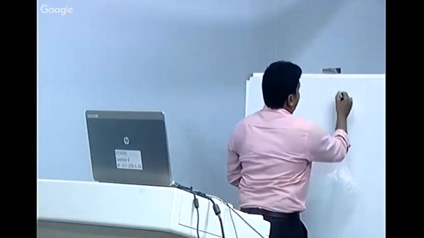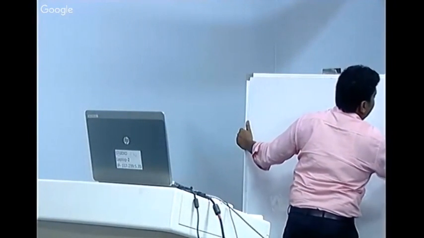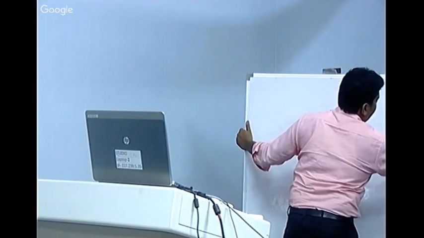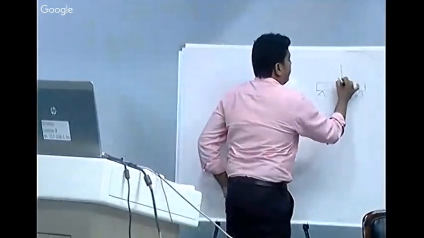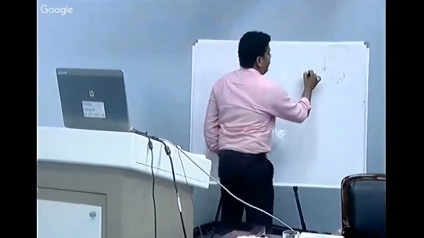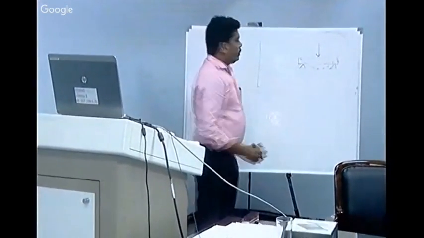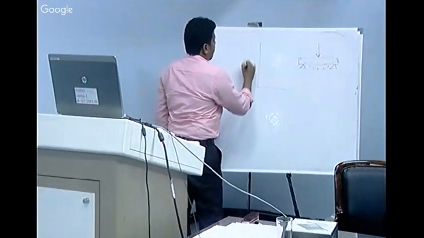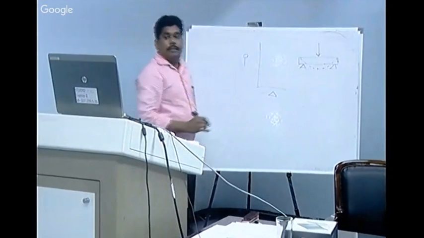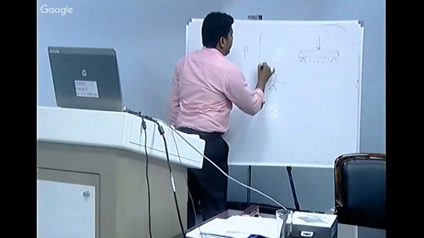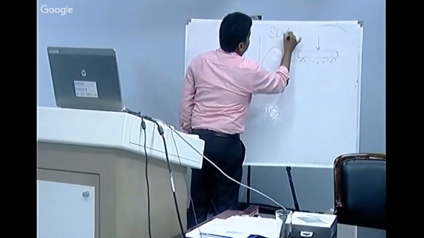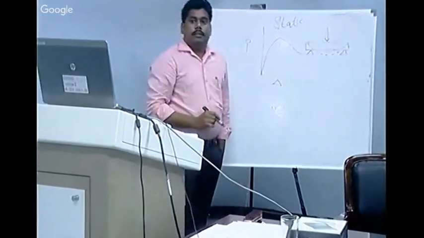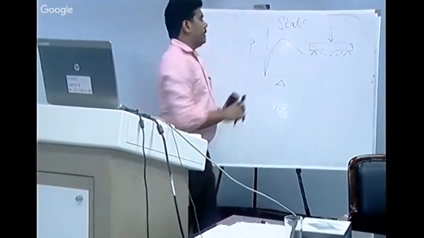One is static. When you have a beam like this, if you want to measure its load carrying capacity, we have to apply a load like this, so the beam will deform. If you want to understand its behavior, we used to plot a graph between load and deflection. So you can get a graph like this. This kind of loading is generally referred to as static. This is static loading.